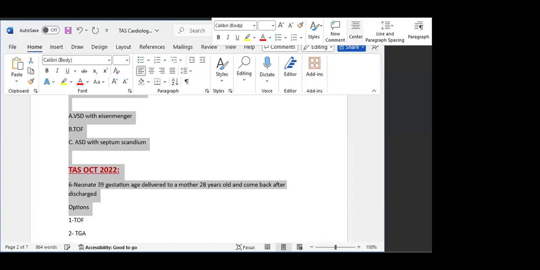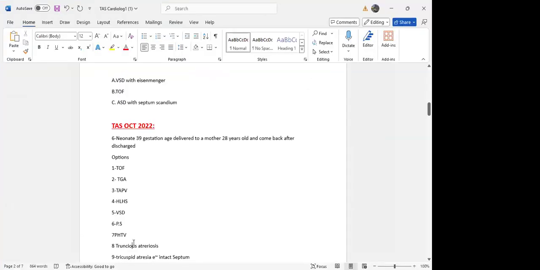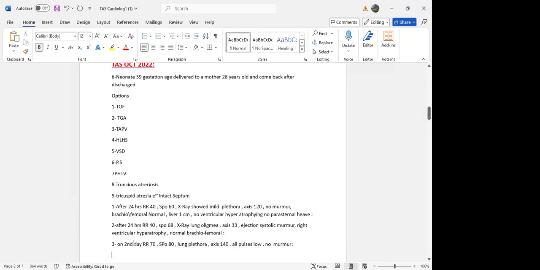So we have discussed, at this time, this is most likely TGA. Now the second question. After 24 hours, respiratory rate 40, saturation is 68, but lungs are oligemic and axis is 33. What do you mean by axis is 33? It means the axis is normal. No, if it is minus, doctor, if it is in minus, then you can say it's left axis, okay? The axis is okay.